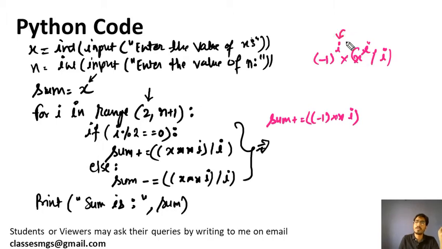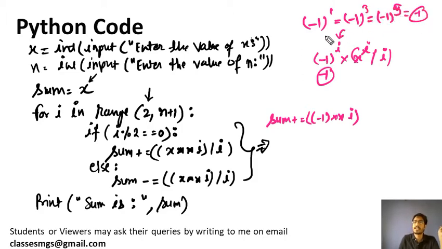In case of the odd term, it will be minus 1, so the term will be subtracted. In case of i is 1, minus 1 raised to power 1, minus 1 raised to power 3, minus 1 raised to power 5, it will be minus 1 only. And in case of minus 1 raised to power 2, it will be 1. That's why in case the value of i is odd, it will be subtracted automatically. In case i value is even, it will be added automatically.